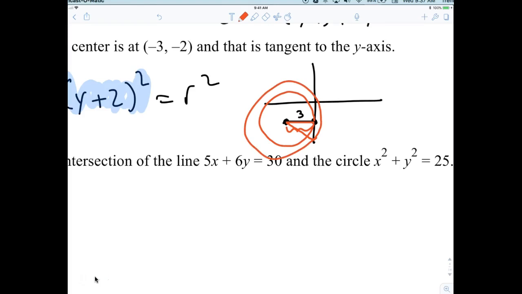Yes. Okay, so I'm just saying, if it said tangent to the x-axis, would the radius be 2, and then it would make r squared 4? Yes. Welcome.